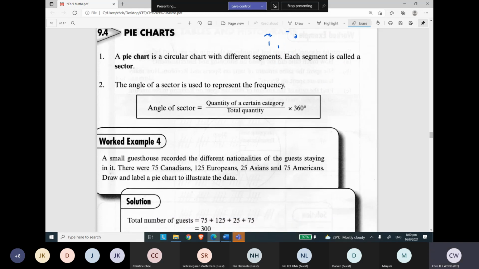The angle of a sector is used to represent the frequency. The word frequency means the angle itself. When they talk about the angle, they actually talk about this angle. This is the angle they're talking about. So this one represents the frequency. The frequency normally is used by percentage.